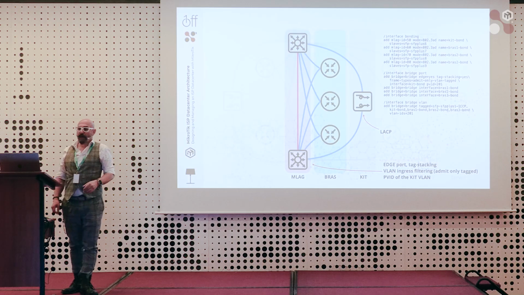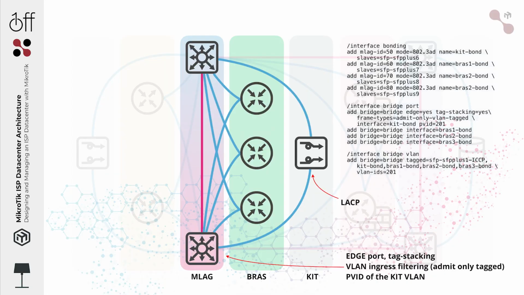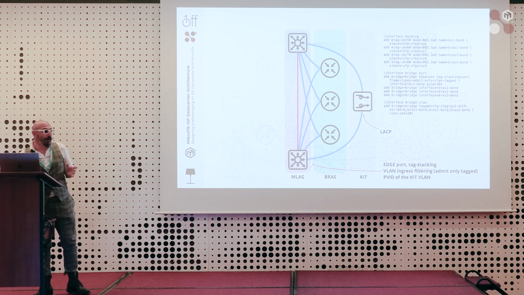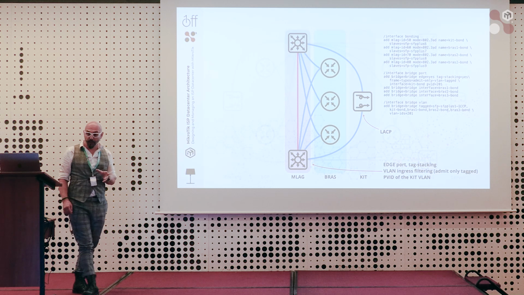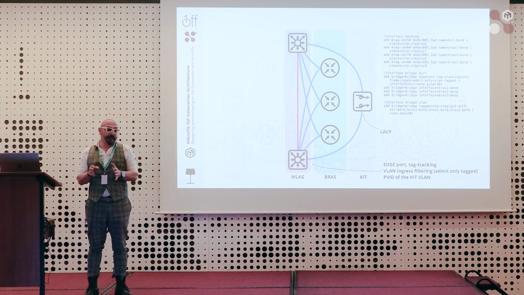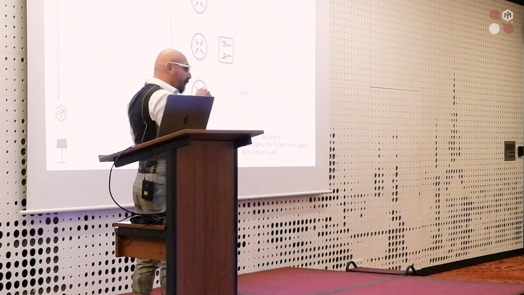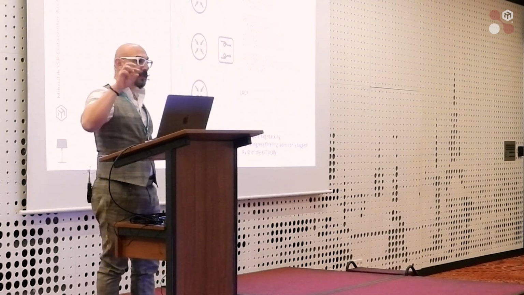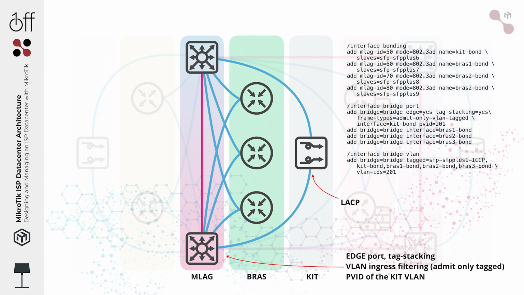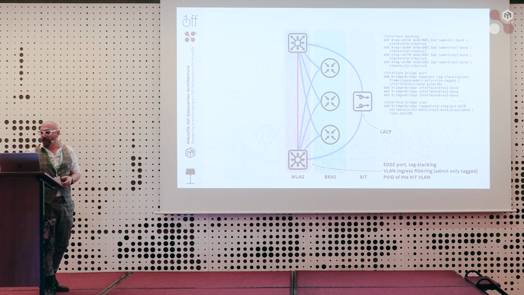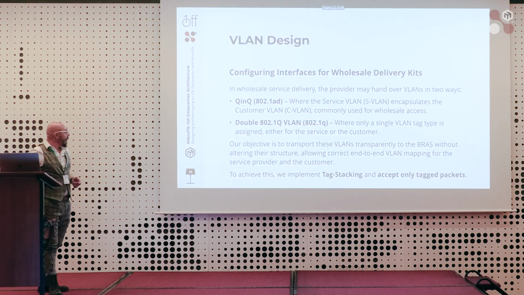In this case, I suggest to connect to the MLAG the same, but in this case, the port is still an edge port, but I use tag stacking. So tag stacking is a technology in which we can leave the VLANs as they are and encapsulate inside another VLAN and transport all these VLANs to the access concentrators. In this case, I use admit only tagged because I don't want untagged traffic to go through these MLAG ports.